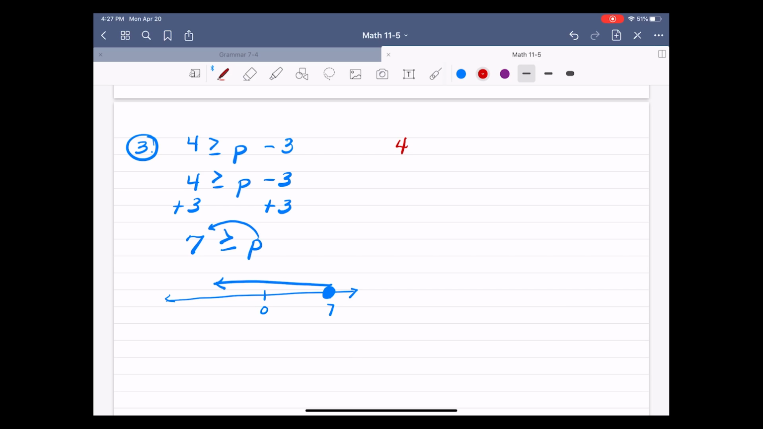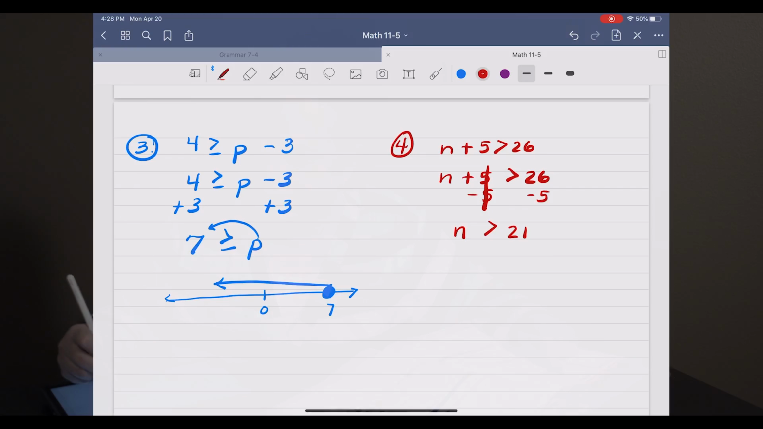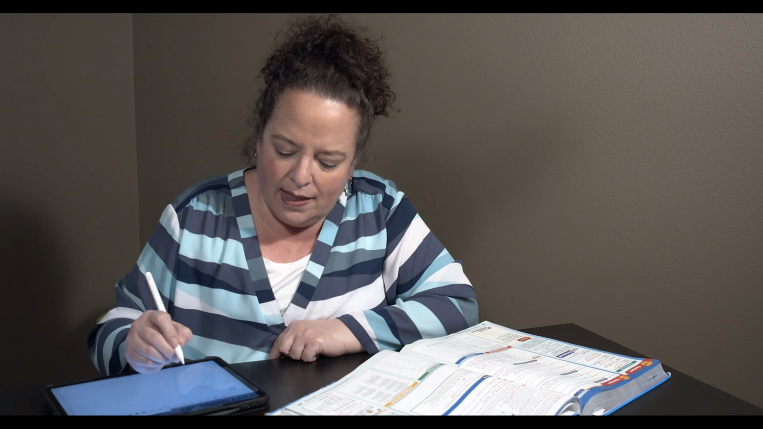Number 4. Solve and then check your answer. N plus 5 is greater than 26. So we're going to solve for n. N plus 5 is greater than 26. I'm going to subtract 5, subtract 5. 5 minus 5 is 0. N is greater than 21. Let's go on to number 5.